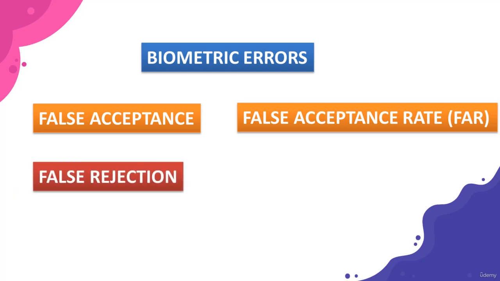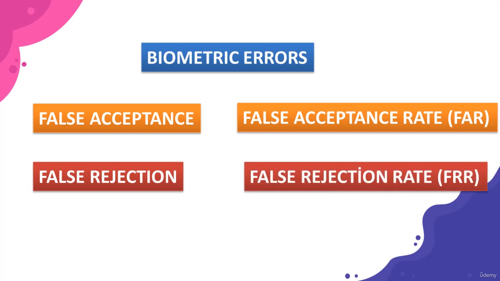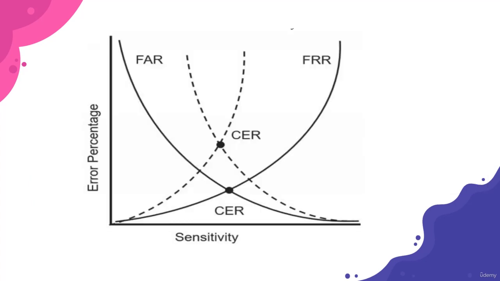False rejection. This is when a biometric system incorrectly rejects an authorized user. The false rejection rate, FRR, defines the percentage of false rejection incidents. Accurate readings happen when the biometric system correctly accepts or rejects a user. For example, true acceptance is when the biometric system accurately determines a positive match. Conversely, true rejection occurs when the biometric system correctly identifies a mismatch.